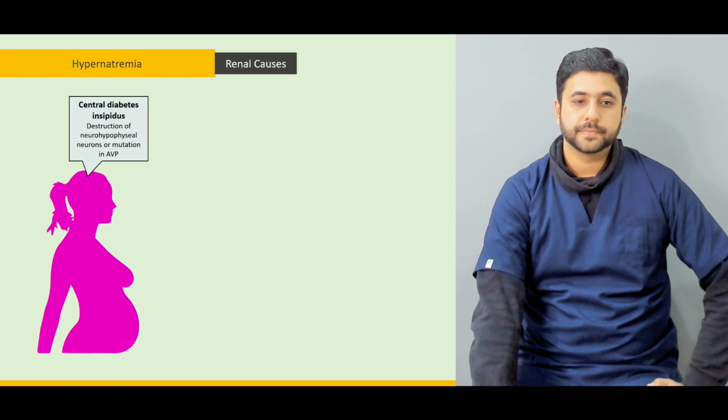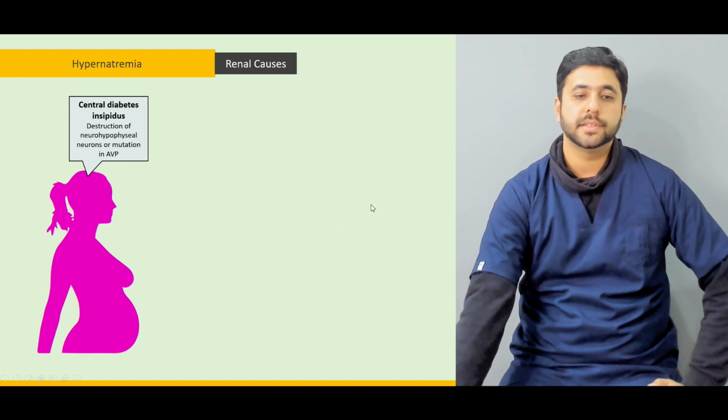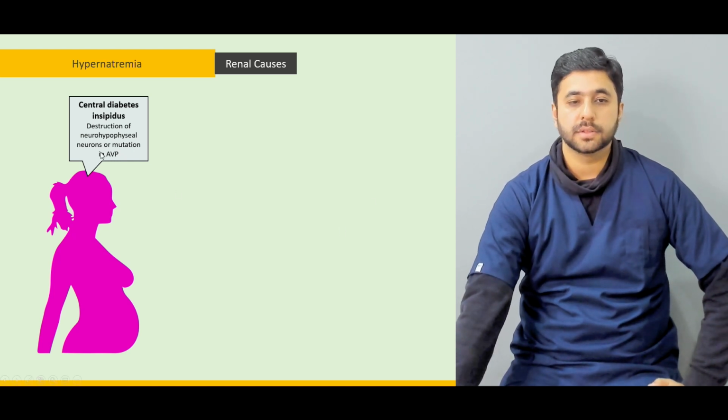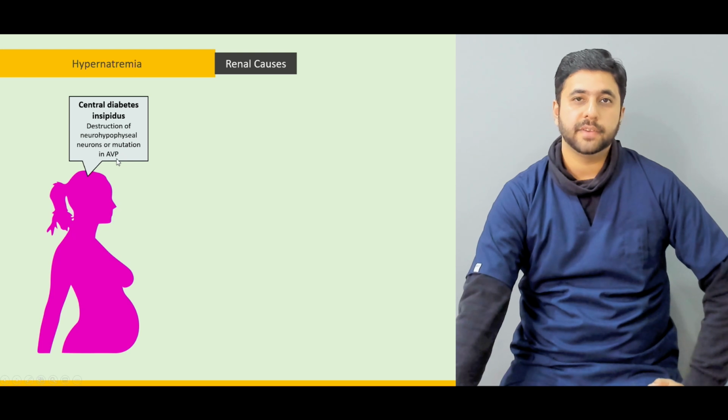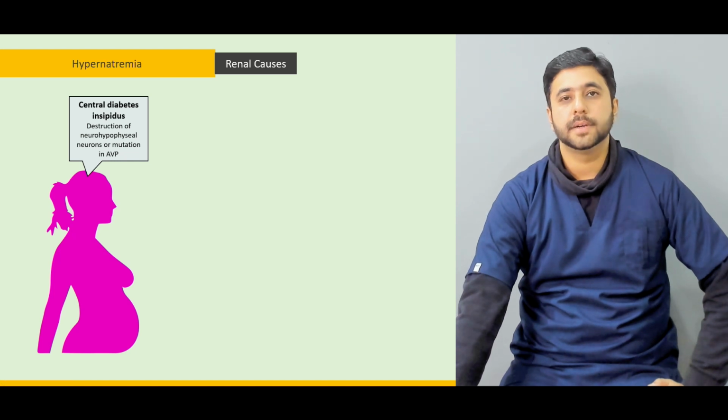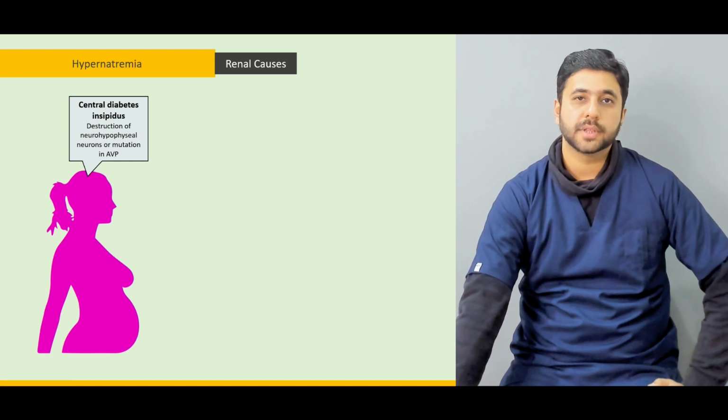Explaining the renal causes with the help of a diagram again. Now, just as we talked about central diabetes insipidus, if there is destruction of the neurohypophyseal neurons, or there is some mutation in the AVP or the ADH secretion, this happens at the level of the pituitary or at the level of the supraoptic nucleus of the hypothalamus.